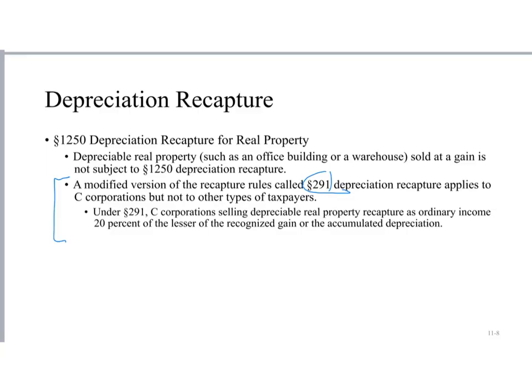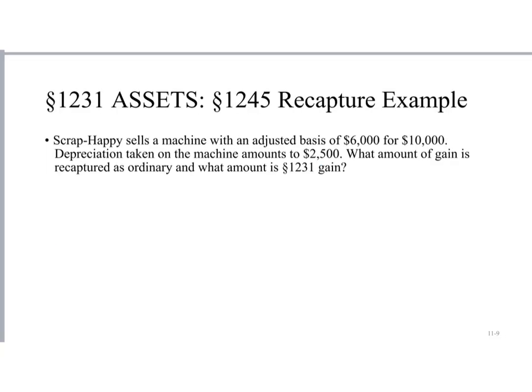Under Section 291, C corporations selling depreciable real property recapture as ordinary income 20% of the lesser of the recognized gain or the accumulated depreciation. So if you had a large amount of accumulated depreciation, you're only going to recapture 20% of that. Again, this is not the focus of our discussion, because we are mostly concerned with individual taxation here.